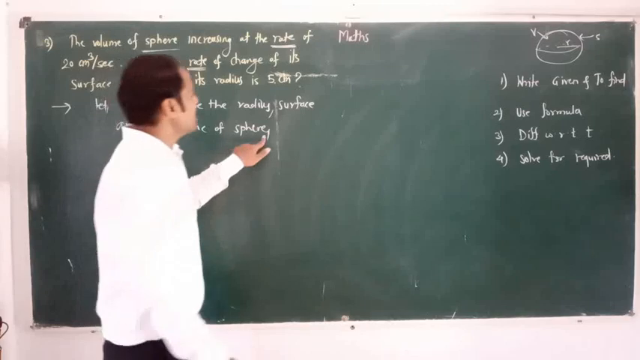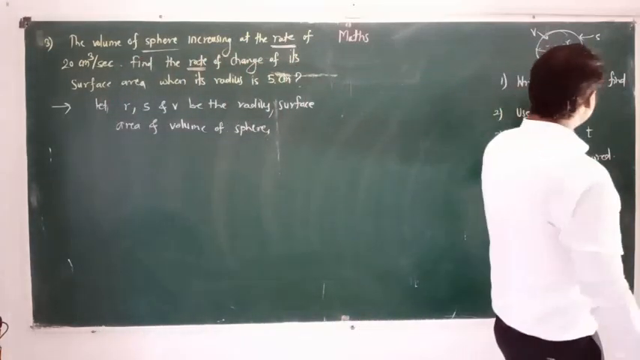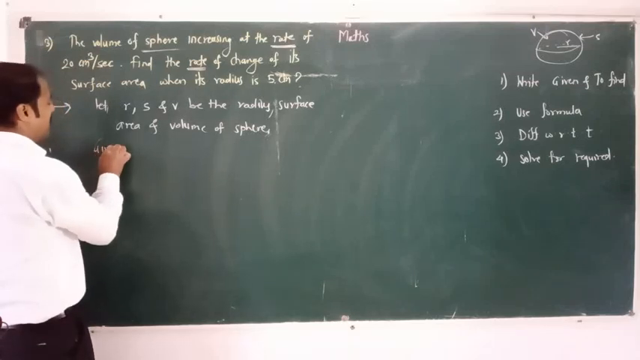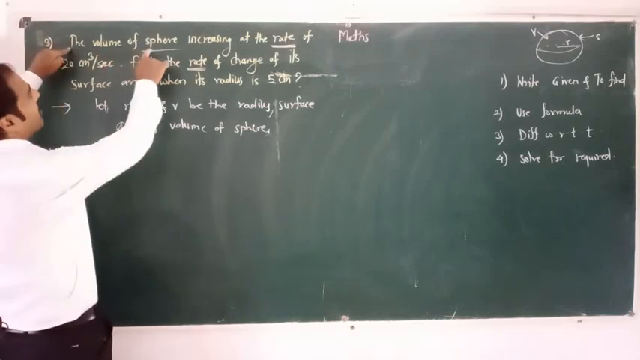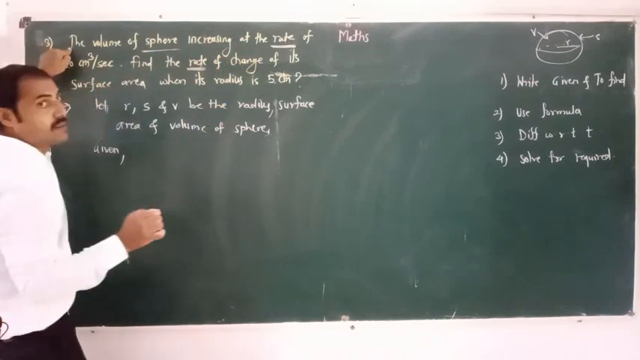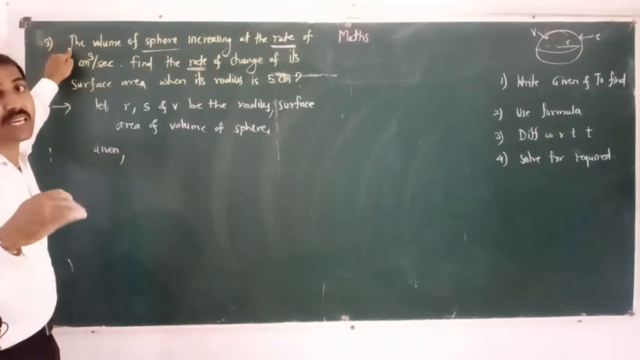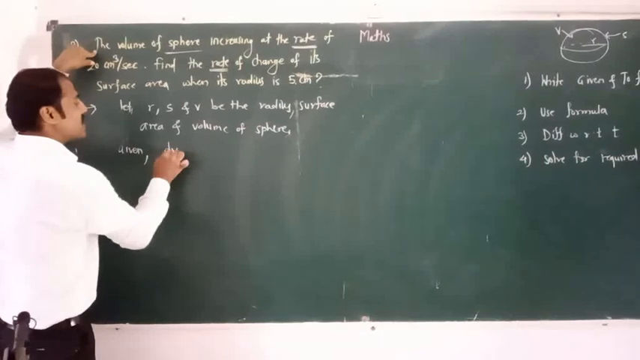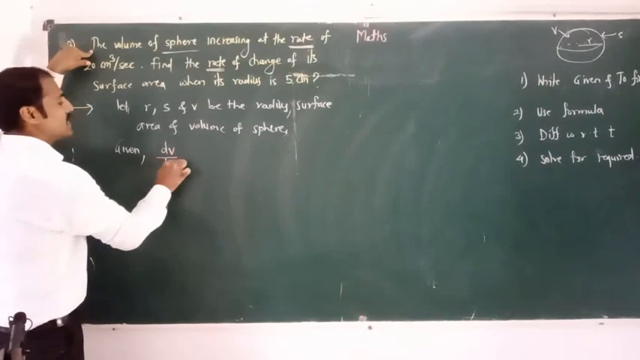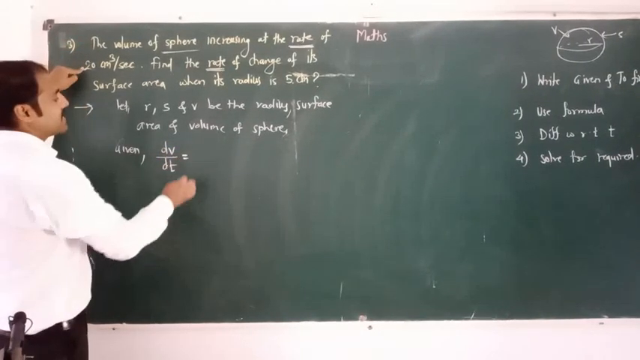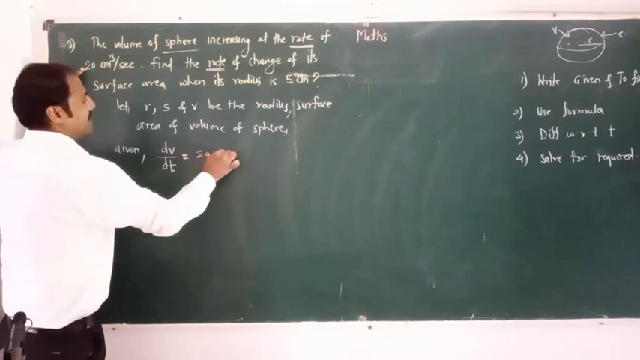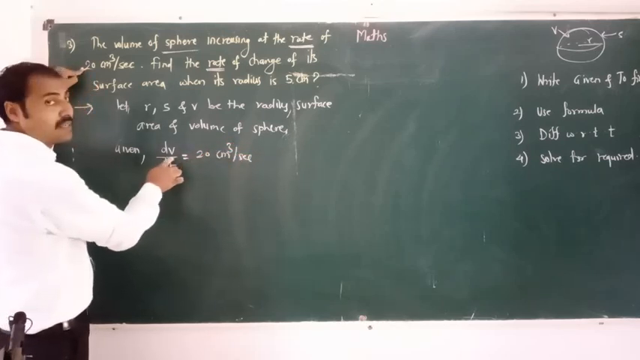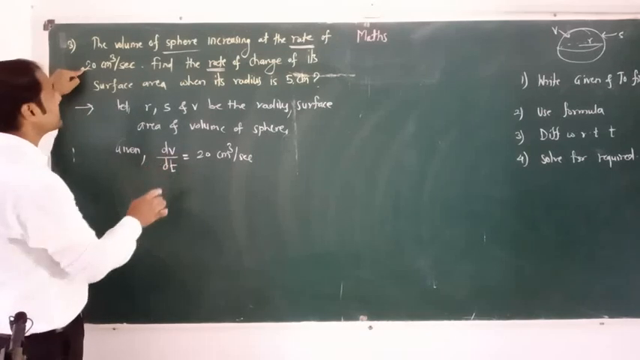Now, what is the first step? Write the given and the quantity to find. What is given? The volume of a sphere is increasing at the rate. Volume is increasing, that is V is increasing at the rate. It means that the rate of change of volume with respect to time is given. It is given as 20 centimeter cube per second. Here it is cube because it is a volume.